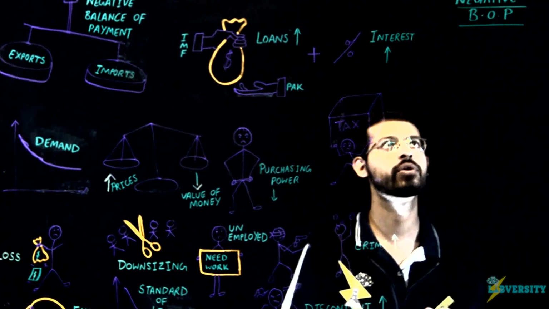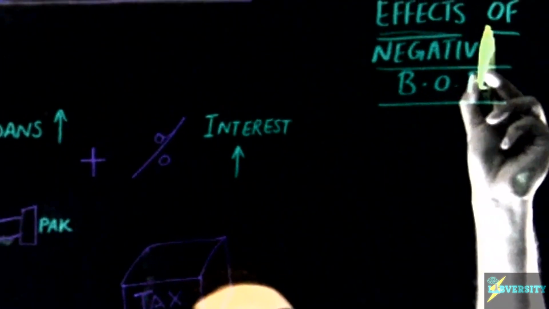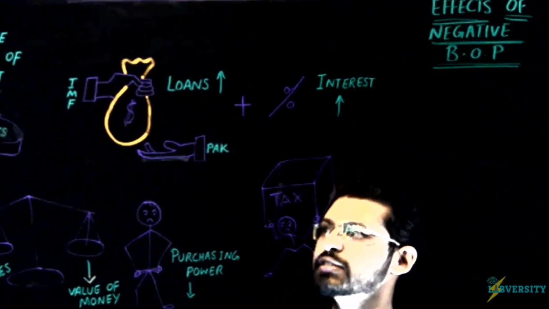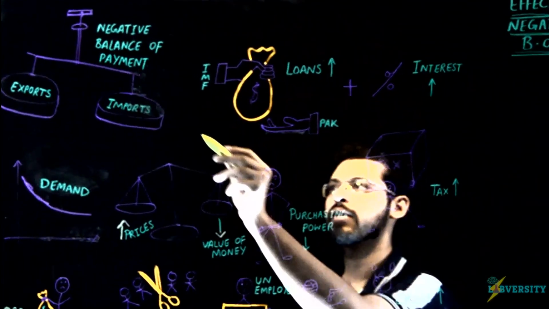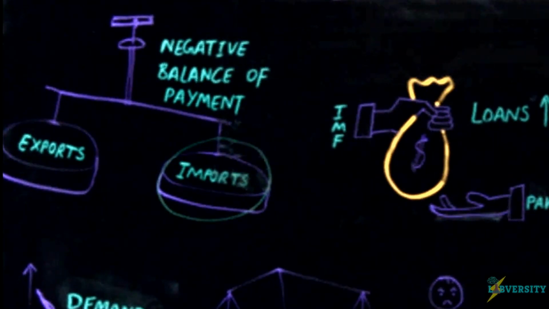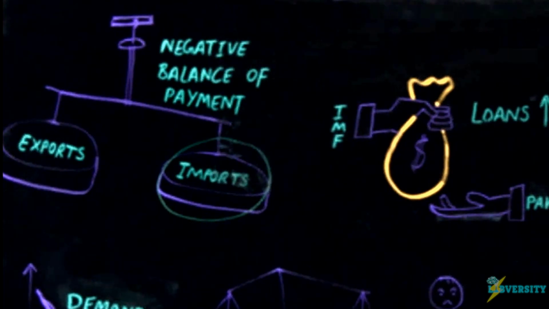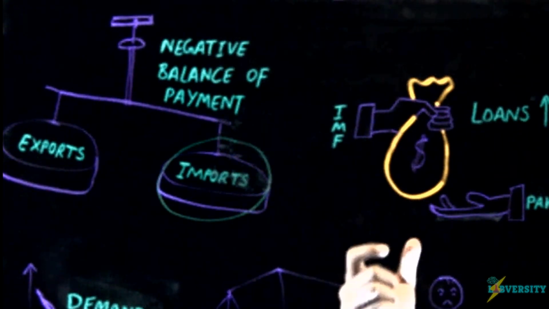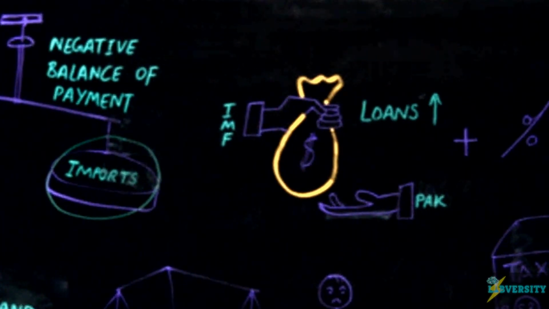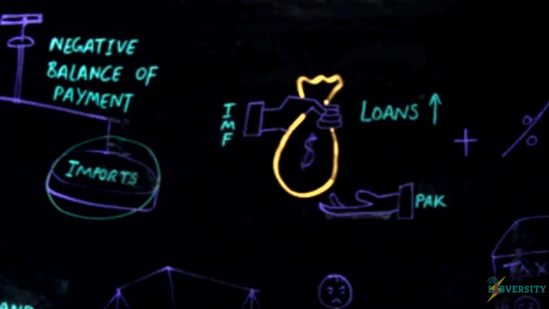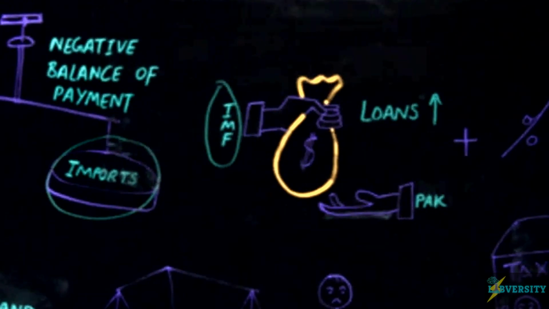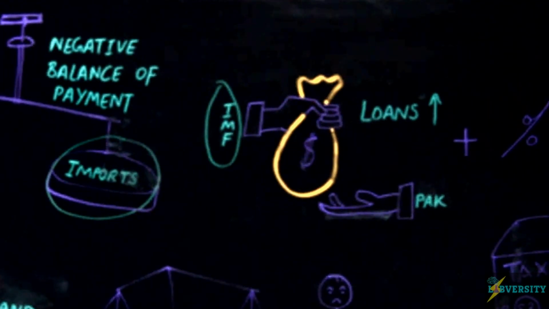So in today's class, we are going to discuss some of the effects of negative balance of payment. Let us see if this is the condition in our country when the imports are more than the exports. How is any government going to come out of this? How is any government going to pay for these excess imports? The government would naturally go on to take some loans. These loans could be acquired from organizations such as IMF or World Bank or even from some friendly nations.